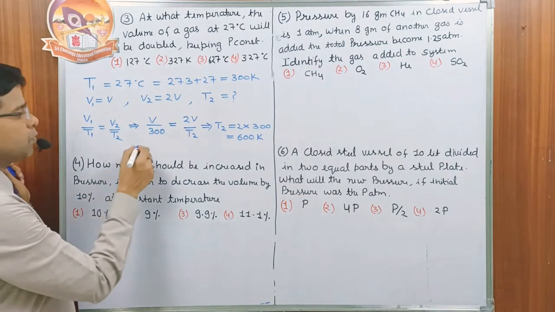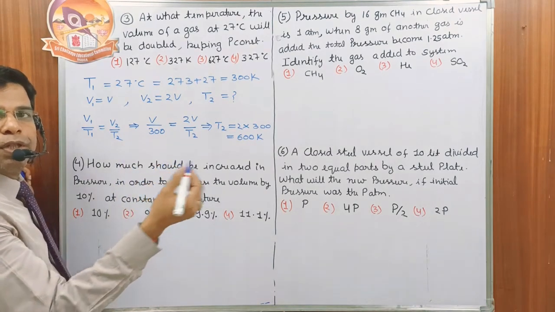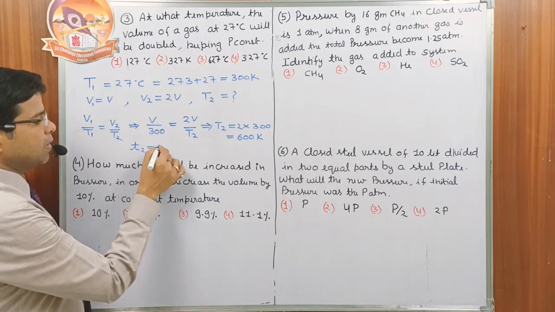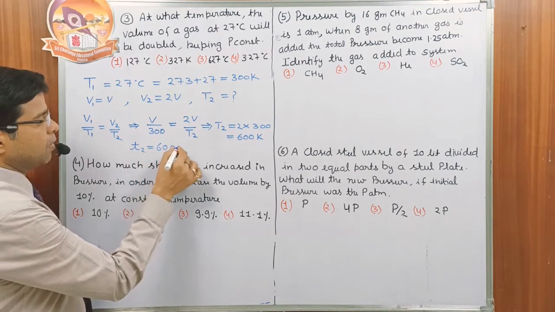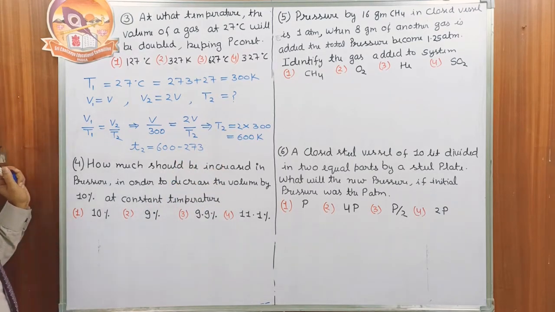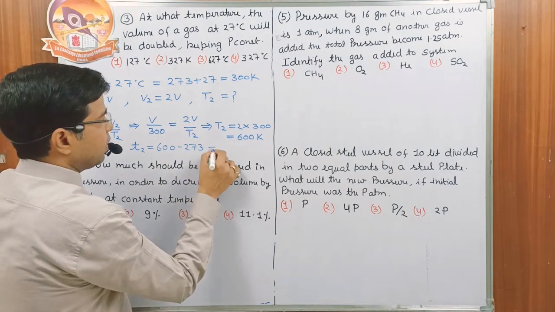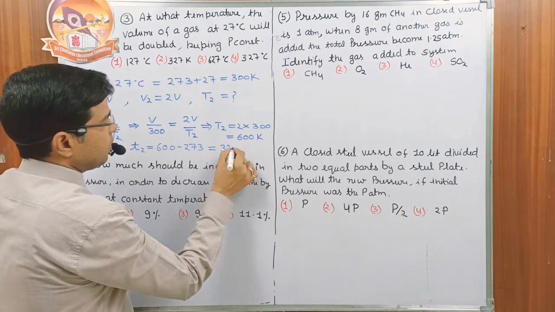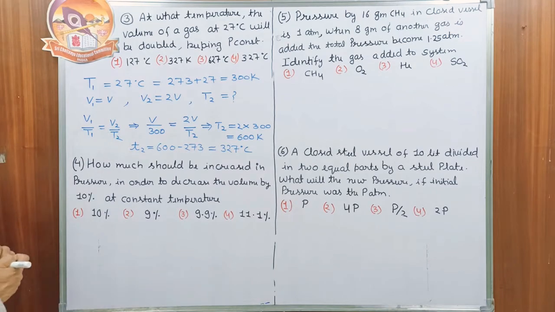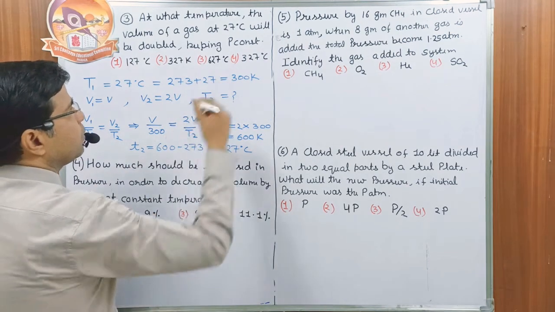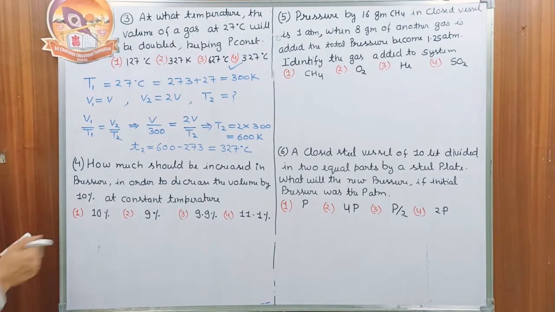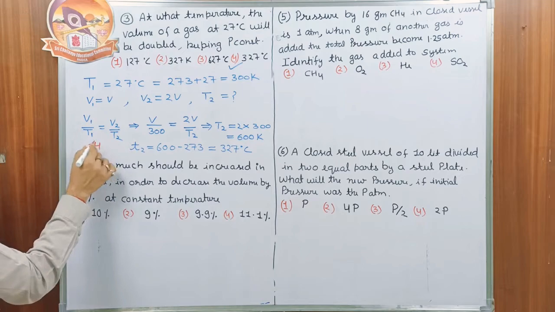So what we can do is calculate the temperature in degrees centigrade. So temperature T2 in degrees centigrade is 600 minus 273. 600 minus 273 will give us 372 degrees centigrade, and this 372 degrees centigrade is given in option number 4. So the correct answer of this question is option number 4.